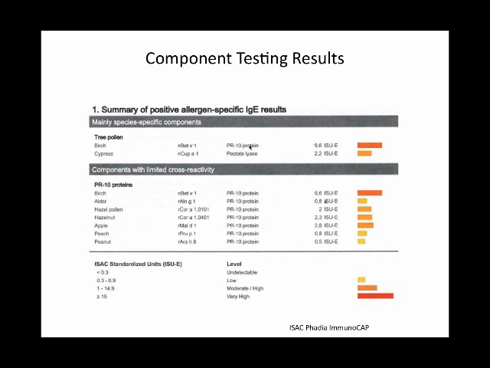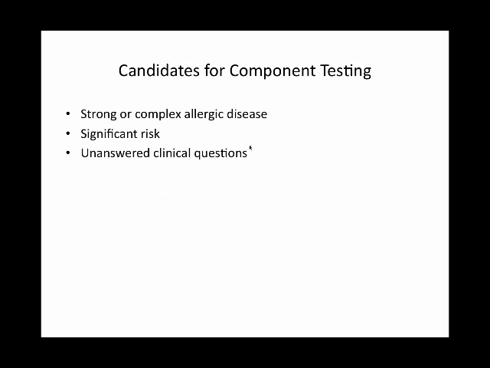He did come up on the skin test for pine, but the pine components aren't well defined yet. So for candidates, you want to ask, is this a strong or complex allergy? If you have negative skin tests and a negative ImmunoCAP, you probably don't need to do an ISAC. But if you have a strong sensitization and you're worried maybe about risk or there are some unanswered questions, the ISAC is a good tool.